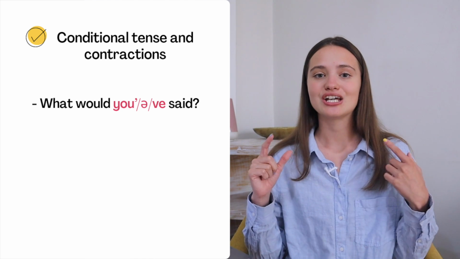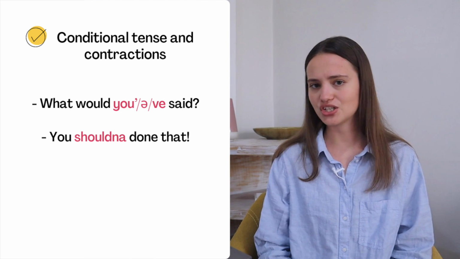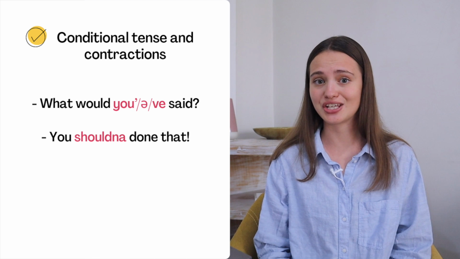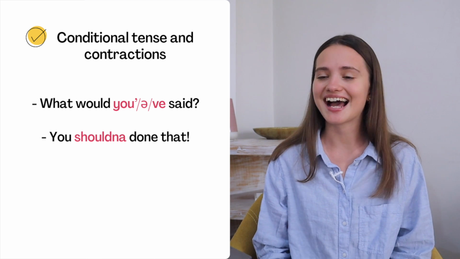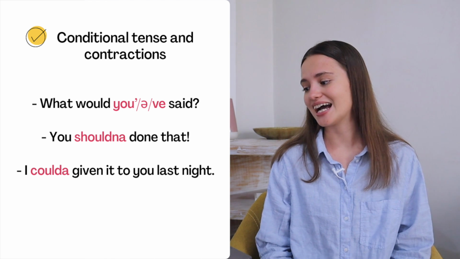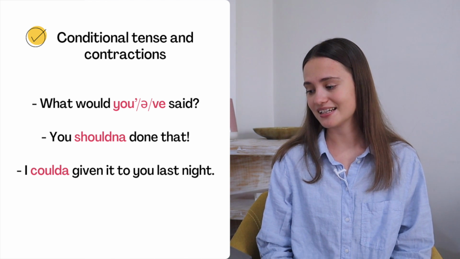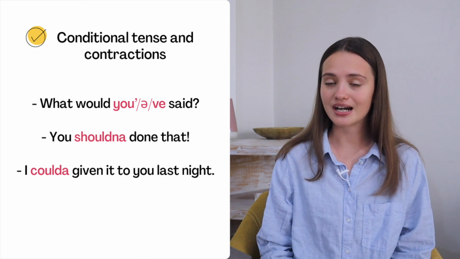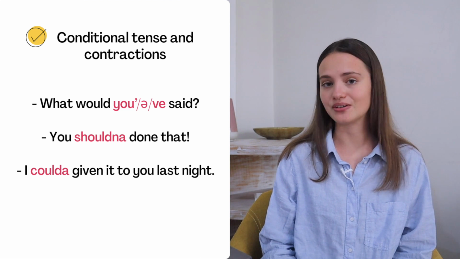You can just say, you have said. You shouldn't have done that. Instead of saying you should not have done that, I can just say, you shouldn't have done that. And the last example here is, I could have given it to you last night. I could have, or I could have given it to you last night.